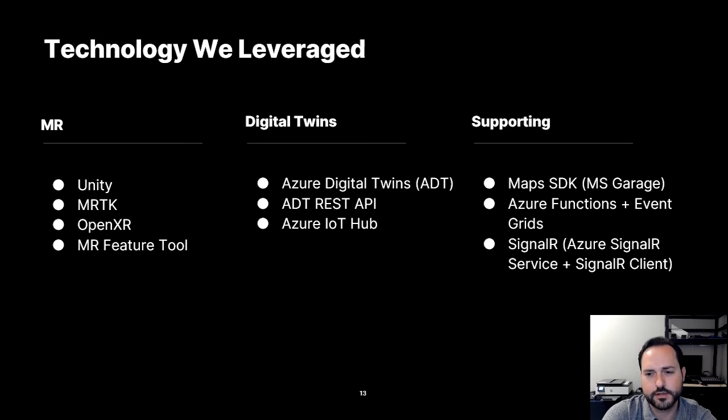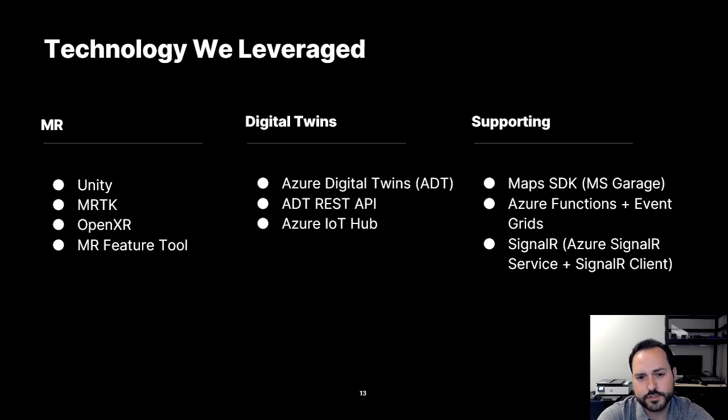To summarize the technologies that we used, we classified them into mixed reality, digital twins, and supporting technologies. So in mixed reality, we have the Unity engine and editor, and the Mixed Reality Toolkit, or MRTK, which abstracts away the complexity of handling user input and user tracking within the 3D space. The version of MRTK that we used is based on the OpenXR standard. And we also use the Mixed Reality Feature Tool, which, like I mentioned, helps you put in place the dependencies that you need to develop mixed reality apps in Unity.